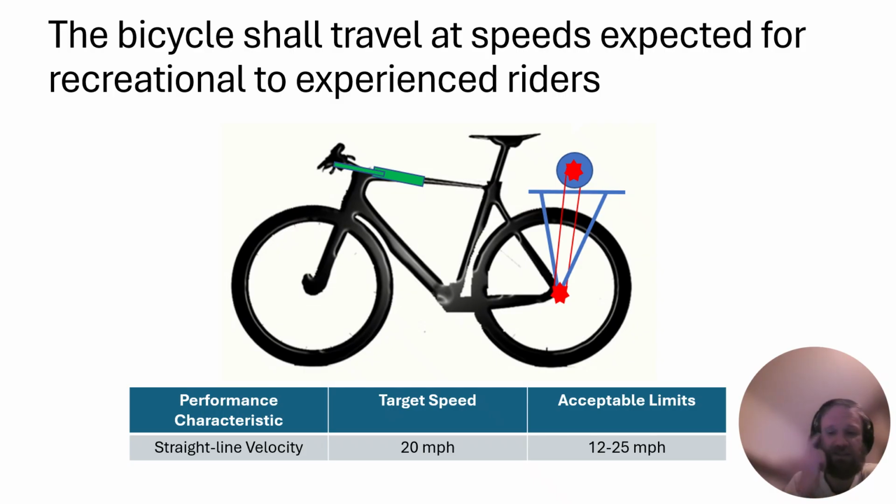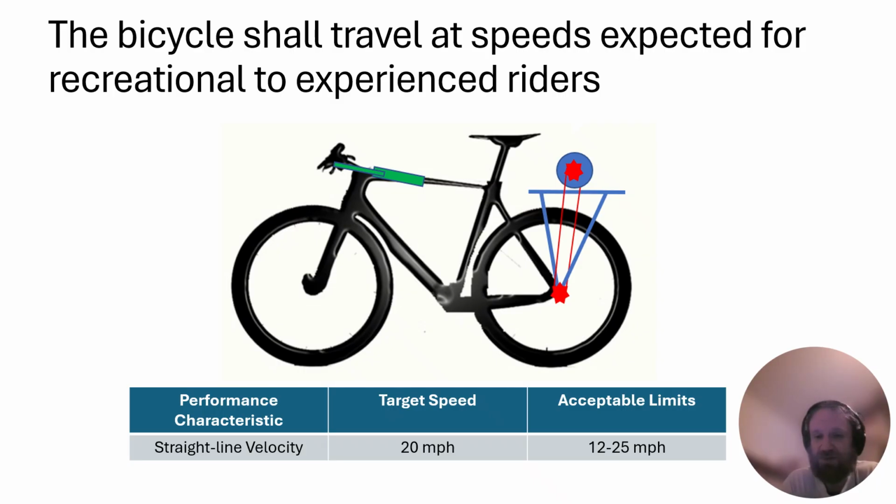For a table, perhaps in some of your documentation, you would have the actual need statement translated from the stakeholder or customer requirements. I have the target speed being about 20 miles per hour, but acceptable limits 12 to 25 miles per hour. Because when it comes down to the actual testing, there are definitely some parameters associated with the testing that could be out of your control.